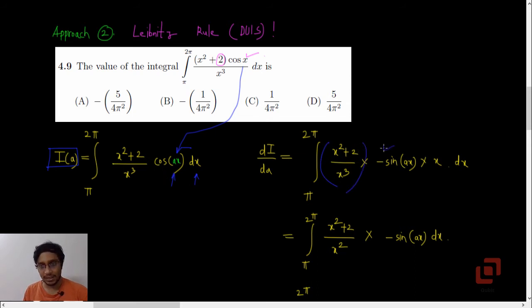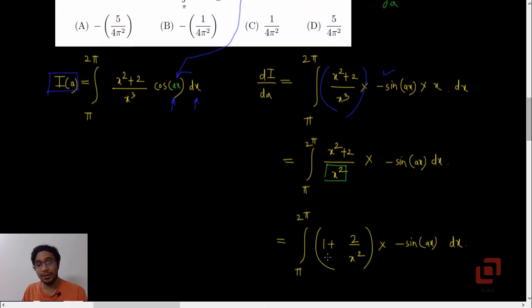Derivative of cos is minus sine, but this time you will not multiply it by a, you will multiply it by x, because you are taking the partial derivative with respect to not x but a. So you have to assume that x is a constant. That led to the cancellation of one power of x, and that gave me x squared. So we then had x squared plus 2 upon x cube into minus sine ax as the integrand, or 1 plus 2 upon x squared into negative of sine of ax.